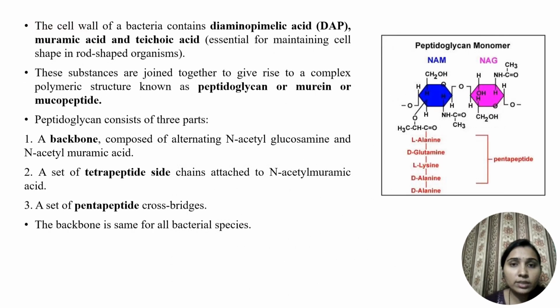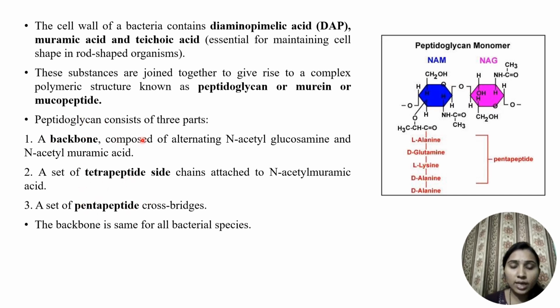It also contains acids. The first acid is diaminopimelic acid, short form DAP, then muramic acid, and third is teichoic acid. These are the three important acids contained in the cell wall of the bacteria. Teichoic acid is mainly essential for maintaining the rod shape in rod-shaped organisms. These substances are joined together and give rise to a complex structure called the peptidoglycan layer, or murein, or mucopeptide. These peptidoglycans consist of three main parts: first is the backbone, second is the tetrapeptide side chain, and third is the pentapeptide side chain.